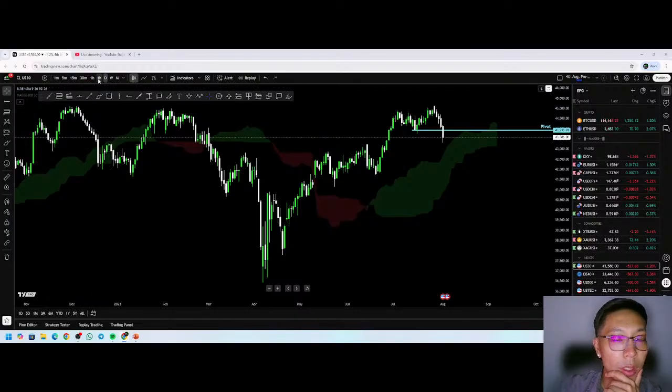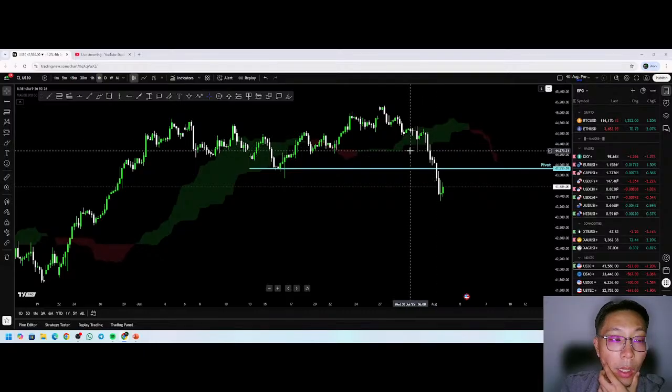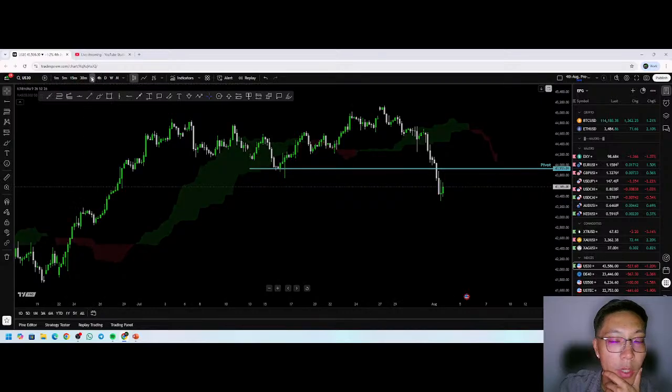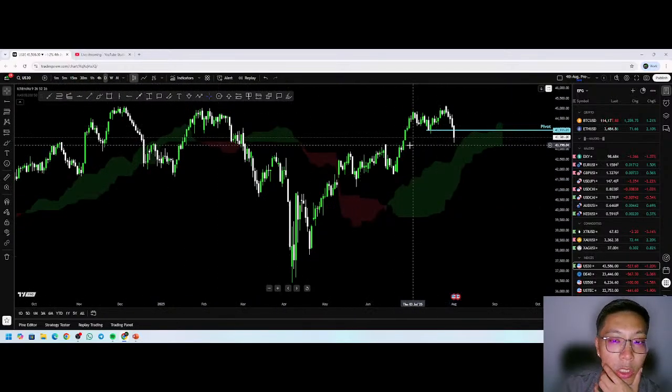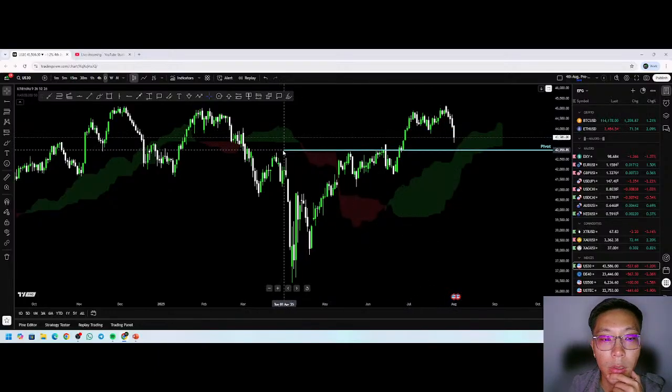Yeah, still within the, okay, H4, we have already gone below the bullish Ichimoku cloud. So H4 we are bearish. H1 should also be bearish, just that daily we are still bullish. Okay, so let's see, this is a nicer level.